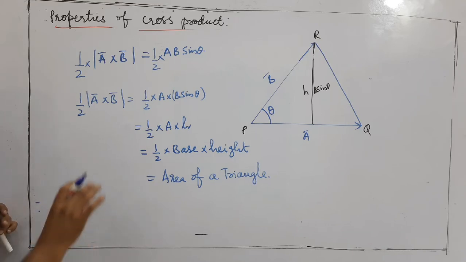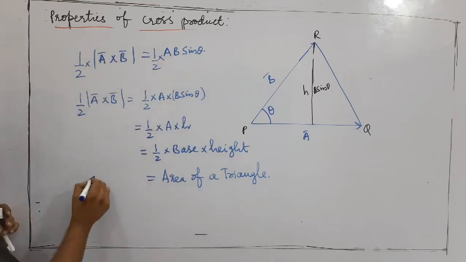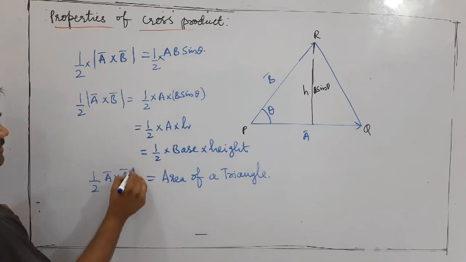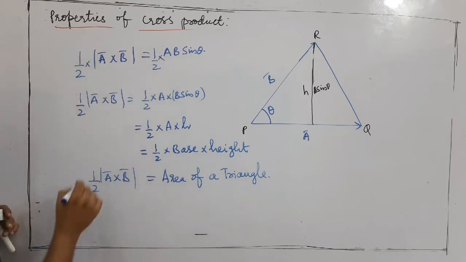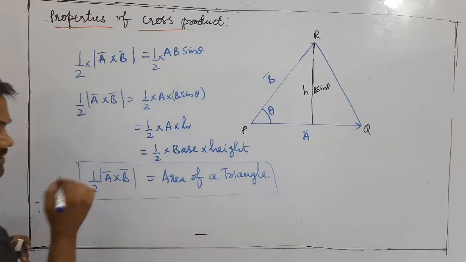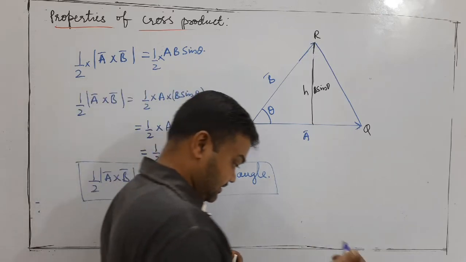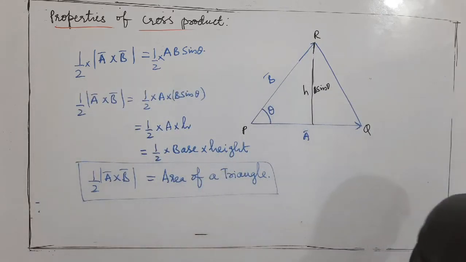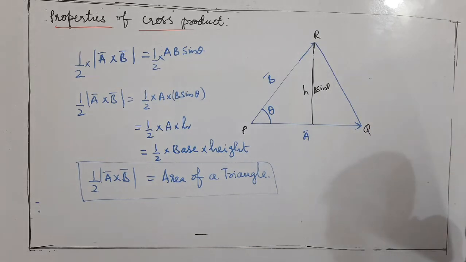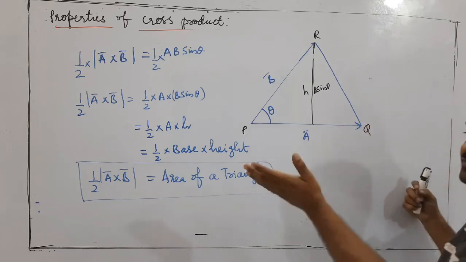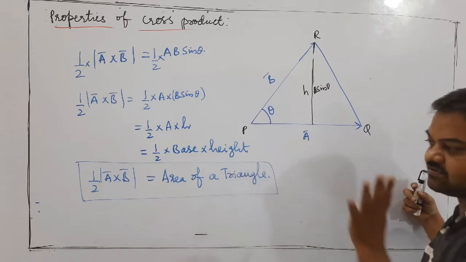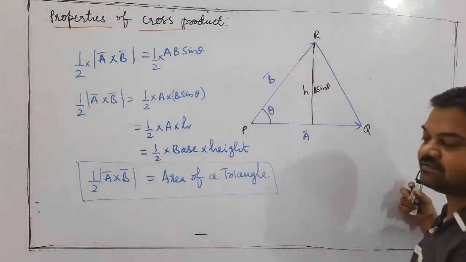No need to derive all the things. Simply, directly you write the property. No need to derive this one. Only you write this one. Okay? Only this one. Just now we have discussed the magnitude of cross product must be equal to area of a parallelogram. Half of the magnitude of cross product is equal to area of a triangle. Simply you write like this only points. No need to derive this one.